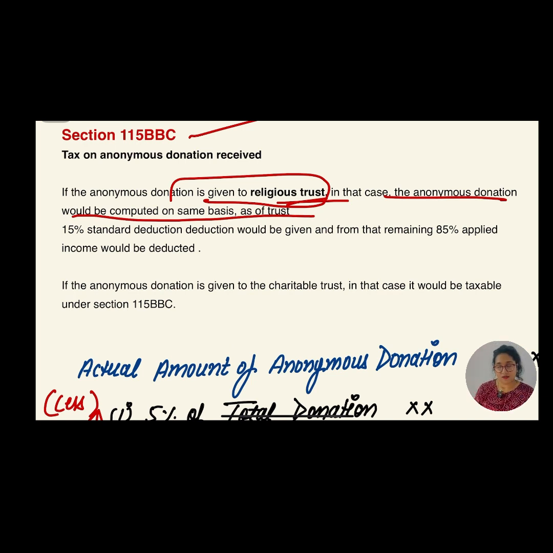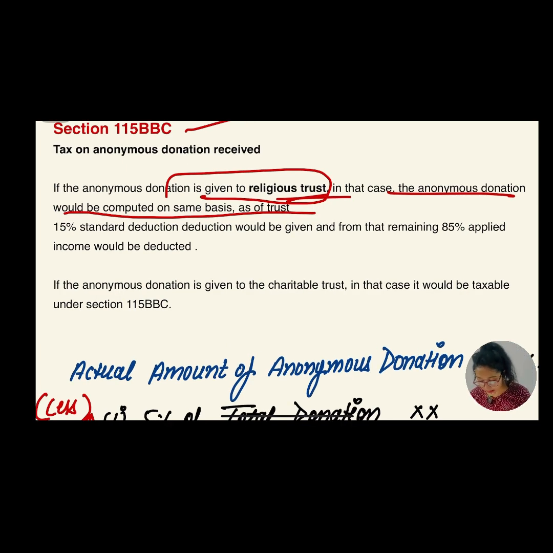After deduction of everything, the remaining amount is going to be the total income, right. The same normal provision is going to be applied in case of a religious trust. But what about the charitable trust? If an anonymous donation is given to the charitable trust, in that case it would be taxable under section 115BBC. So in the case of a charitable trust, it's going to be taxable under 115BBC.